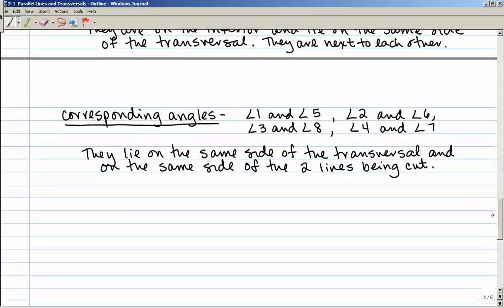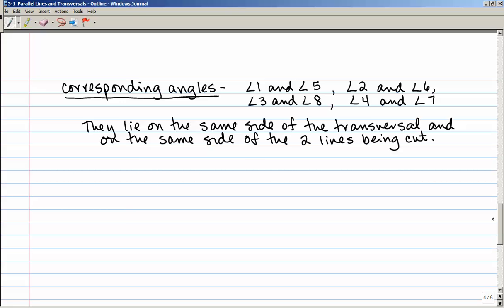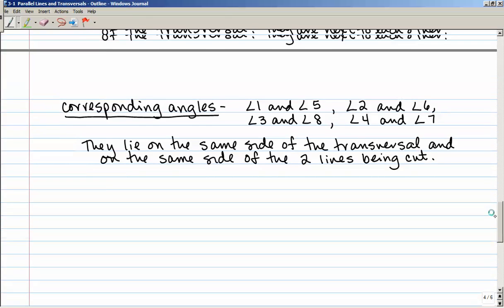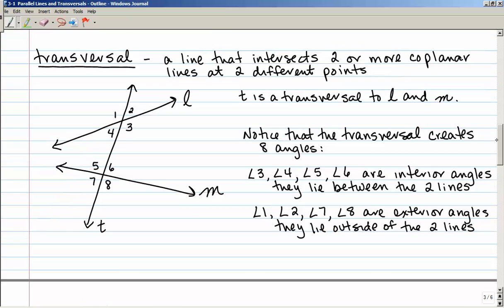And the last angle pair is corresponding angles. These are on the same side of the transversal and are on the same side of the two lines that are being cut. So for example, angles 1 and 5 are a pair of corresponding angles because they're on the same side of the transversal T, and they are both above the lines that are being cut. 1 is on top of line L, 5 is on top of line M.